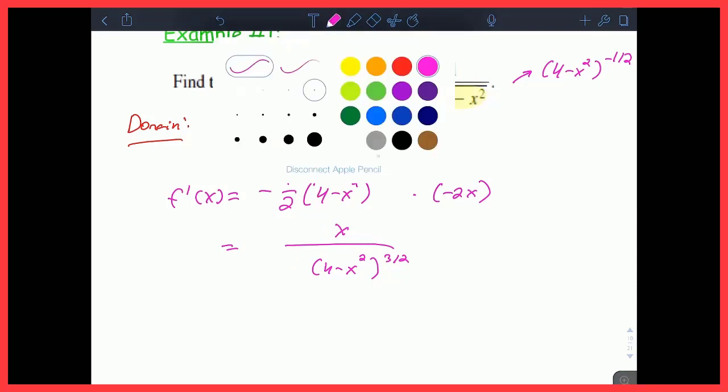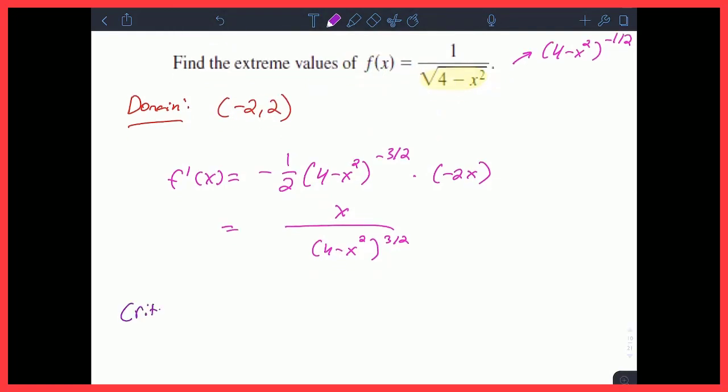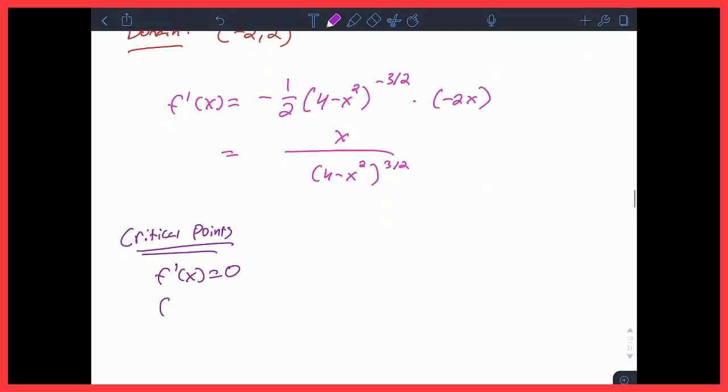So the critical points are basically, and we'll write them in purple, when the derivative is equal to 0 or the derivative does not exist. So these are my two options. Let's consider the first option first. If I want a rational function to be 0, the numerator has to be 0. What value of x would make the numerator 0? Why, x, of course. So x equals 0 is a critical point. That doesn't necessarily mean it's an extreme value.